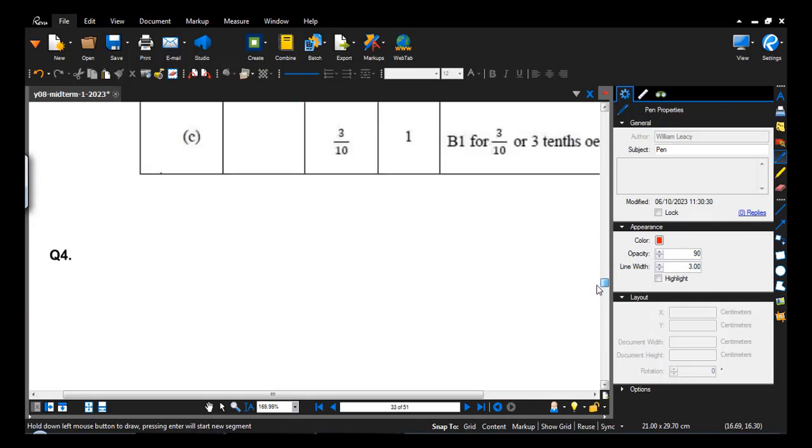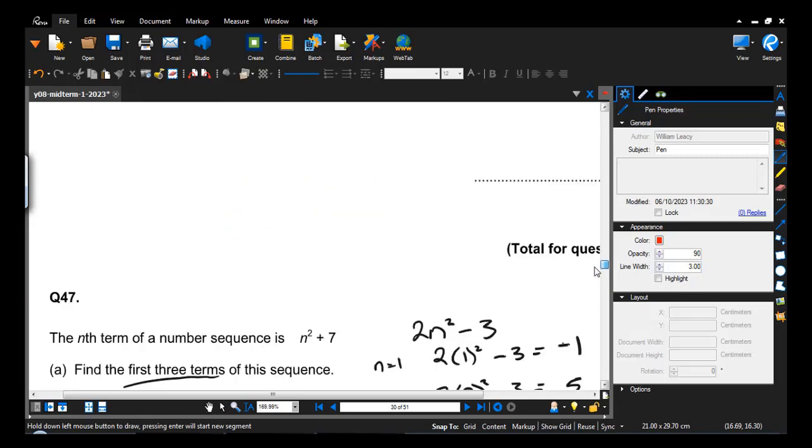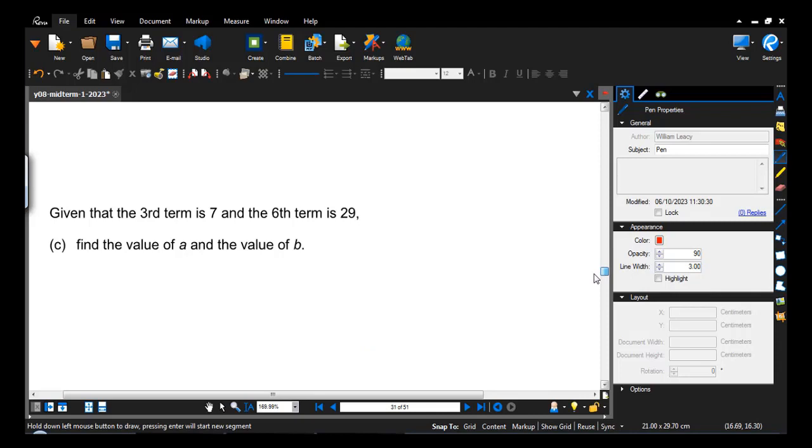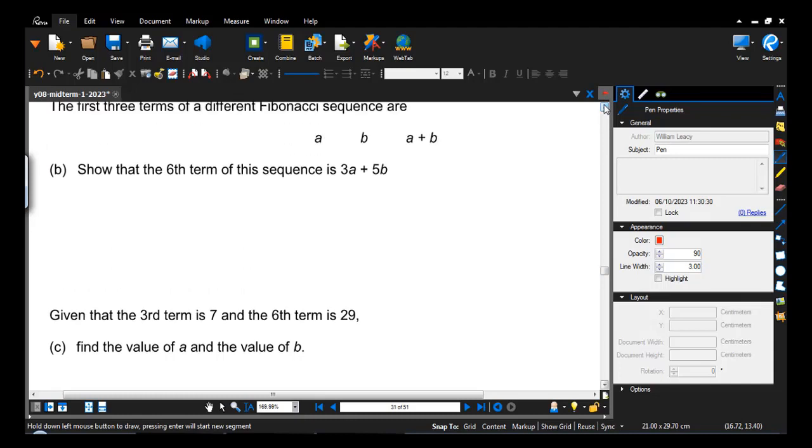Fibonacci, okay, let's get on with it. That's about it, alright? There's not too much more. Given that the third term is 7 and the sixth term is 29, find the value of a and b. This is just algebra. Okay, here's the first 3 terms of a Fibonacci sequence. This is like 1, 2, 1 plus 2, right?